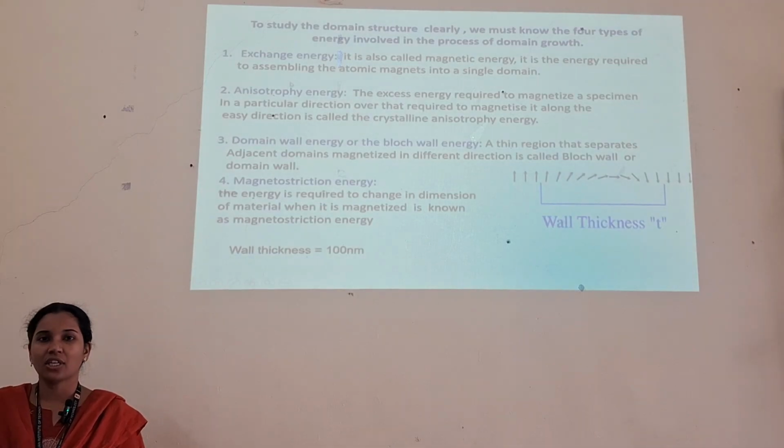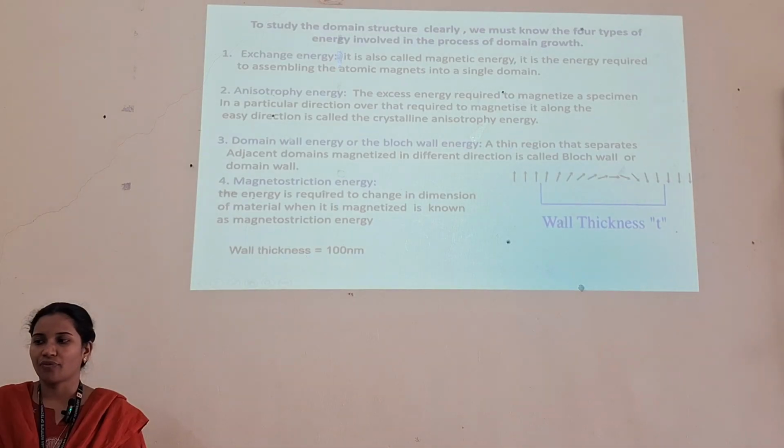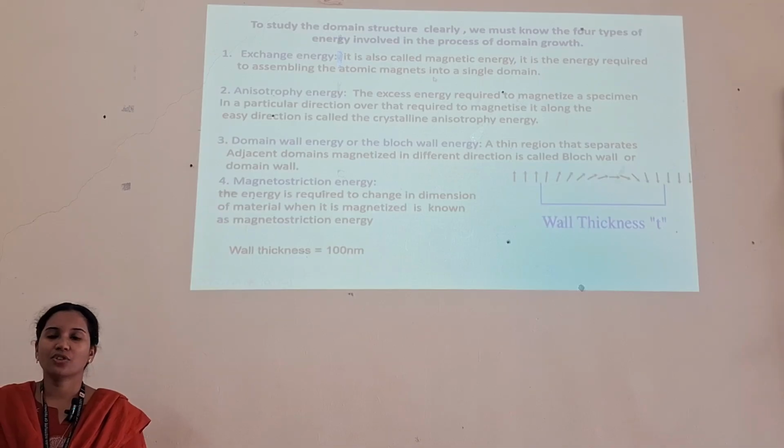One is exchange energy, another is anisotropy energy, then domain wall energy or Bloch wall energy, and magnetostriction energy. First one is exchange energy. It is also known as magnetic energy. It is the energy required to assemble the atomic magnets into a single domain.